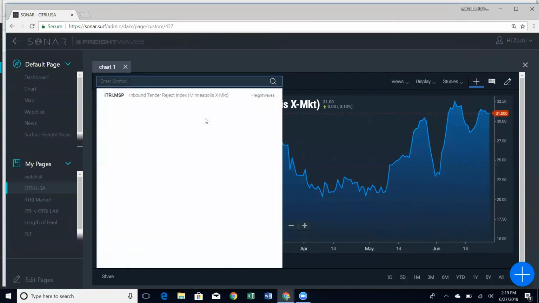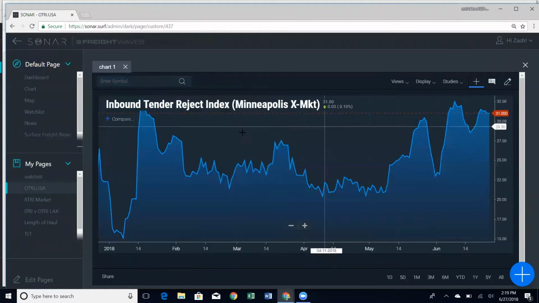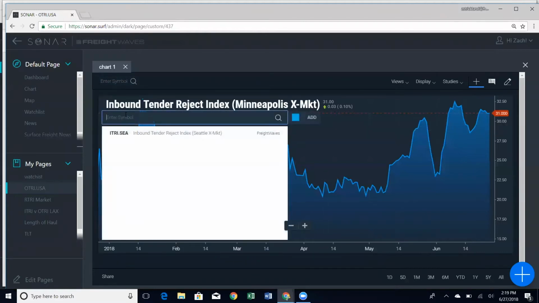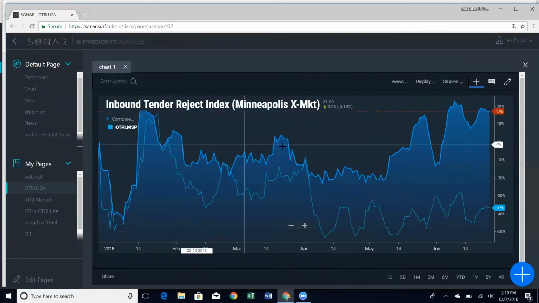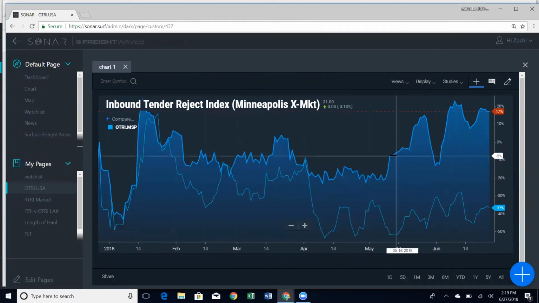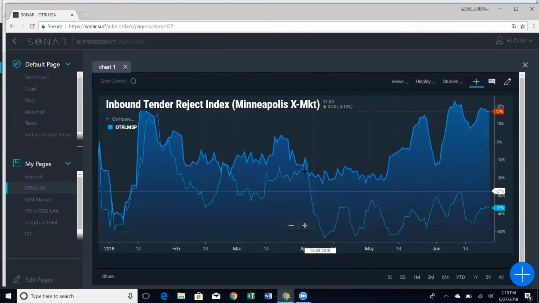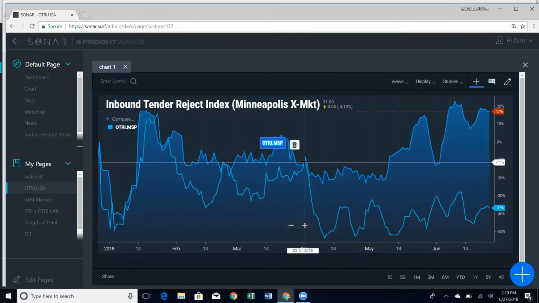So there can be a lot of potential opportunity in Minneapolis. I'm going to throw up, to continue on this idea of a backhaul market and how you can really identify these, the outbound tender rejection index movement. You can see it actually moved towards equilibrium there in April. And that's what I'm trying to illustrate with capacity in general.